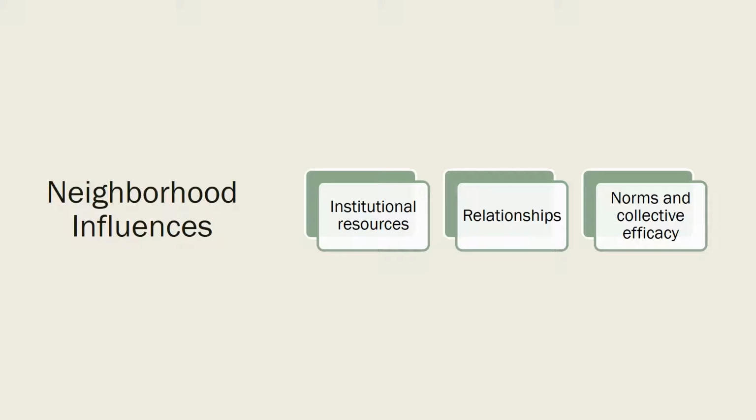According to this week's reading, there are 3 theories for how neighborhood influences may be transmitted to children and youth: institutional resources, relationships, and norms and collective efficacy. These are all good theories, but are they applicable in real-life situations? In my personal experience, yes, they are.